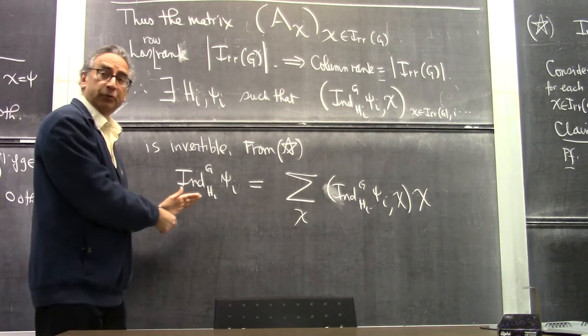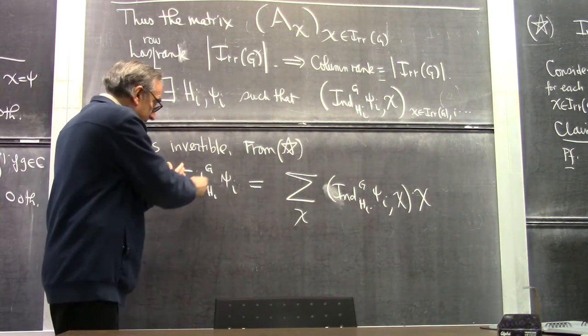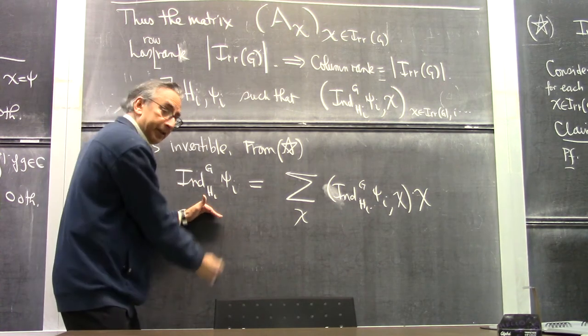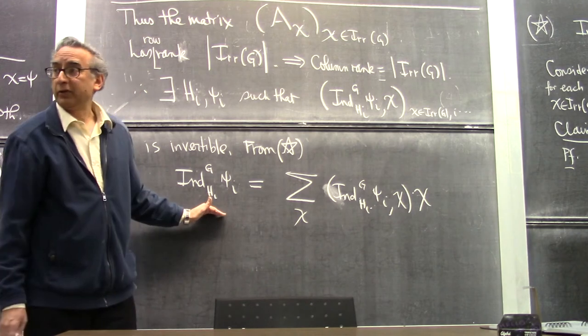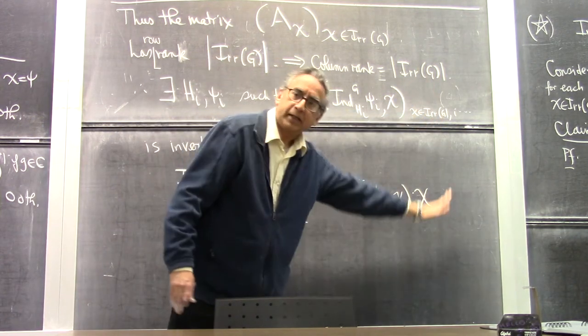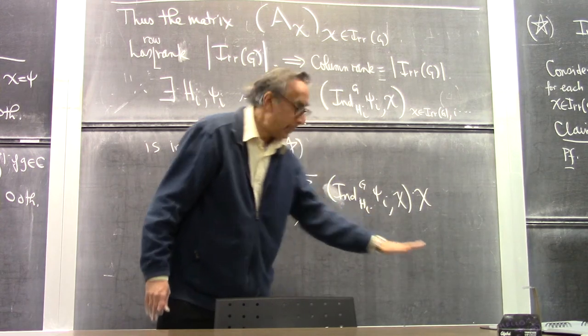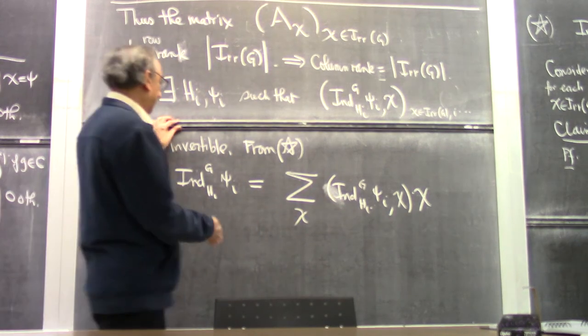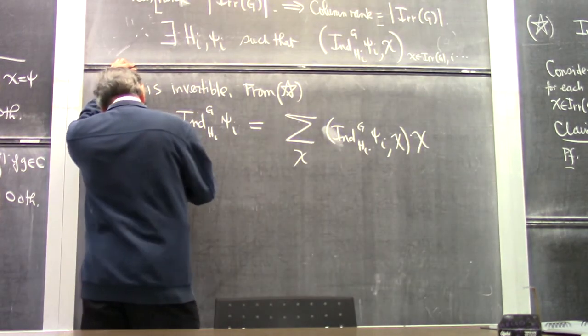Now think of this as a matrix equation. I have how many elements here? As many as the number of irreducible characters. So I have a column vector here, corresponding to the number of irreducible characters, equals this particular matrix times the column vector of all the irreducible characters on that side. I just told you that that matrix is invertible. Therefore, I can solve for chi, right? Solve for chi.